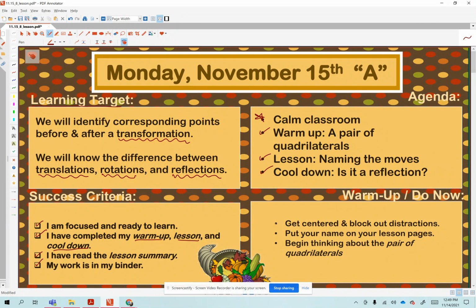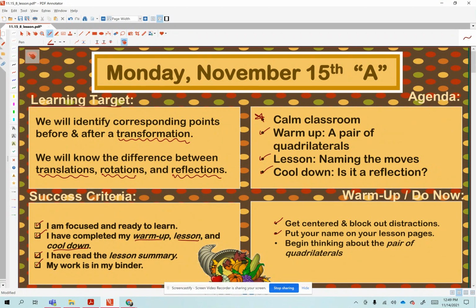So for now, let's get centered. Let's block out distractions. Let's be ready to learn. And let's remember that you are worthy, you are smart, you are capable. You can do this. So let's get your name on all of your pages.